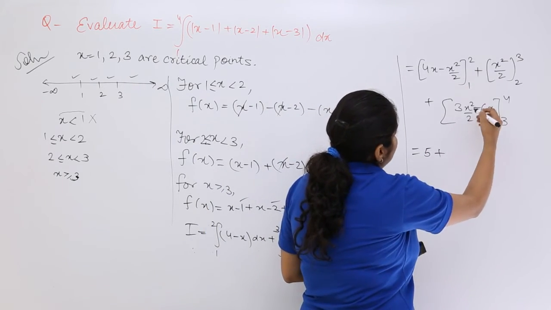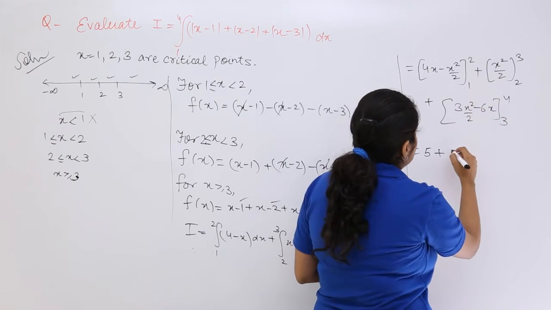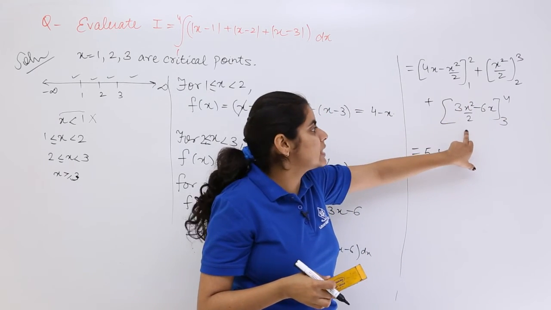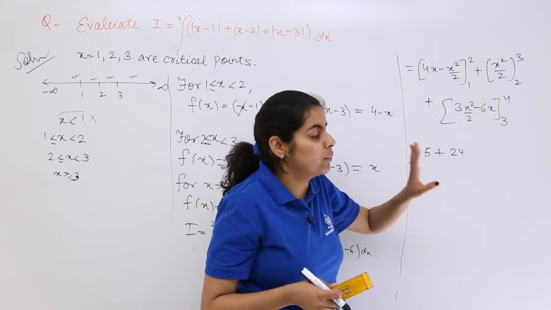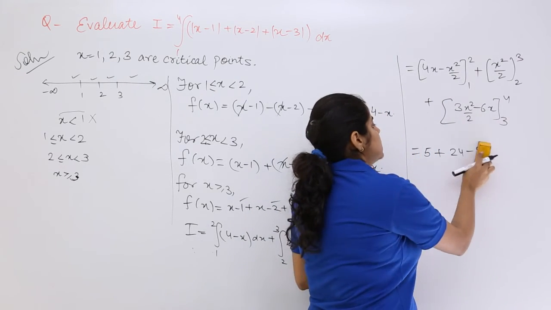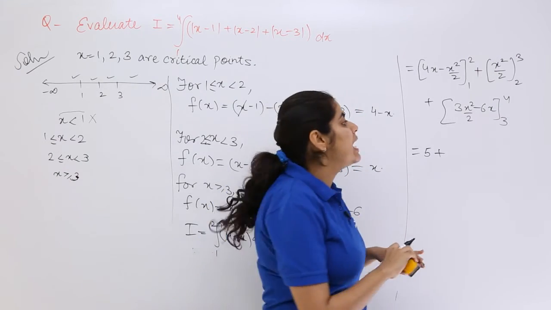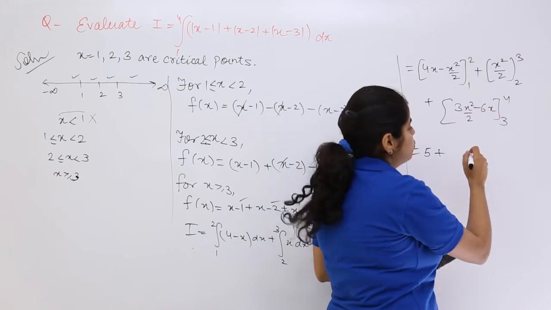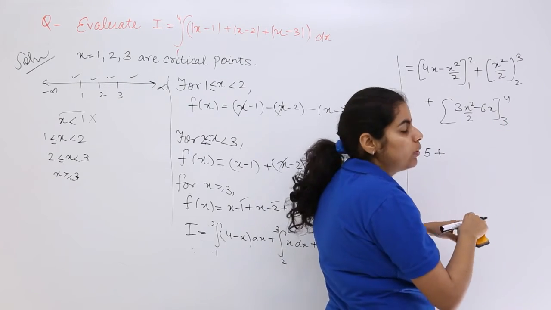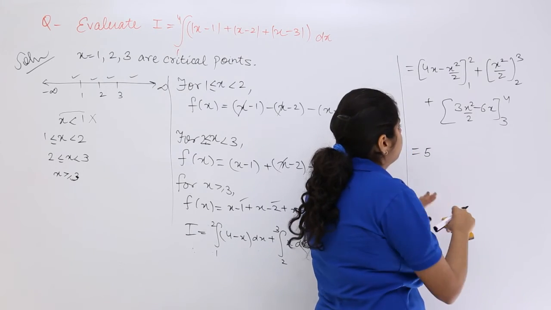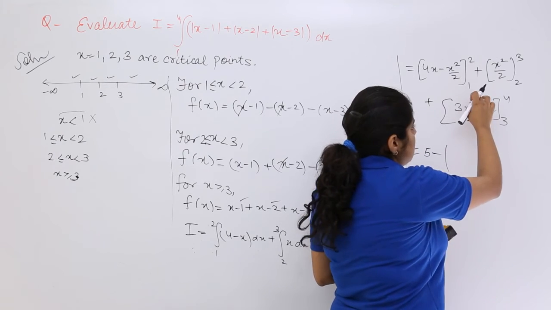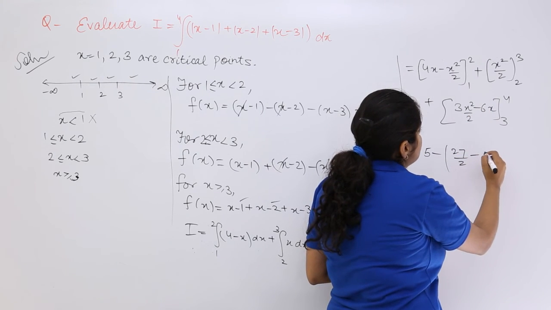Now plus, put 4: 4 square is 16, 16 by 2 is 8, 8 threes are 24. Again put 4, so minus 4 sixes is 24. So see, this and this go simply. Next put 3, so it is 9 threes, 27 by 2. But since this is the upper limit and this is the lower, it should be preceded by a minus sign. So minus, and now you put 3: 9 threes is 27 by 2 minus 18.